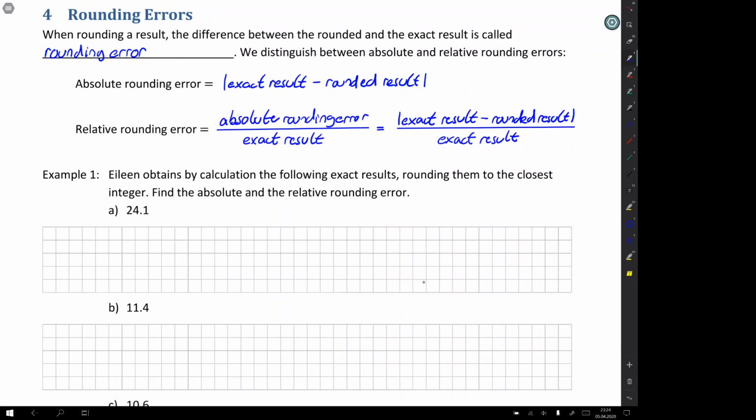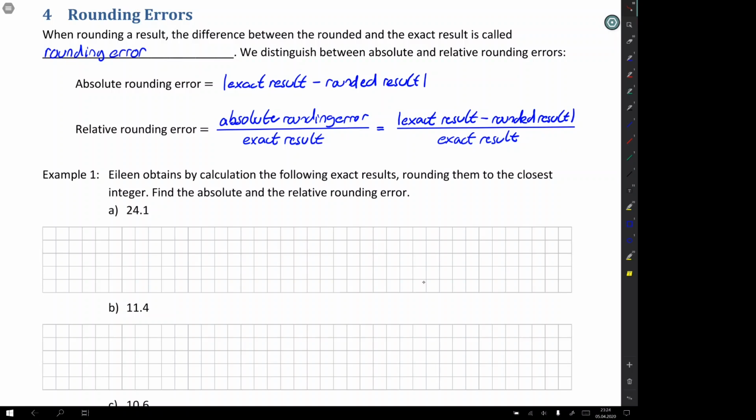The relative rounding error tells us by how many percent we are wrong when we're rounding the result. So we take the absolute rounding error and divide it by the exact result, which means that we take the exact result minus the rounded result, the modulus thereof, divided by the exact result.